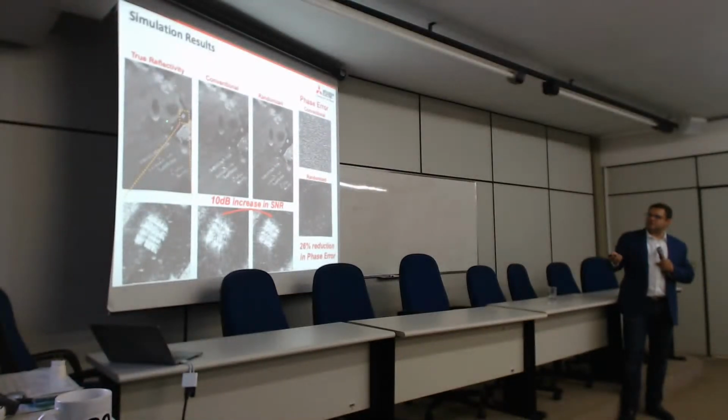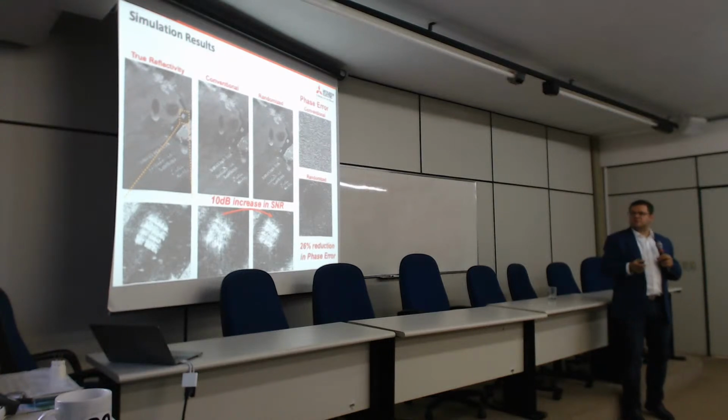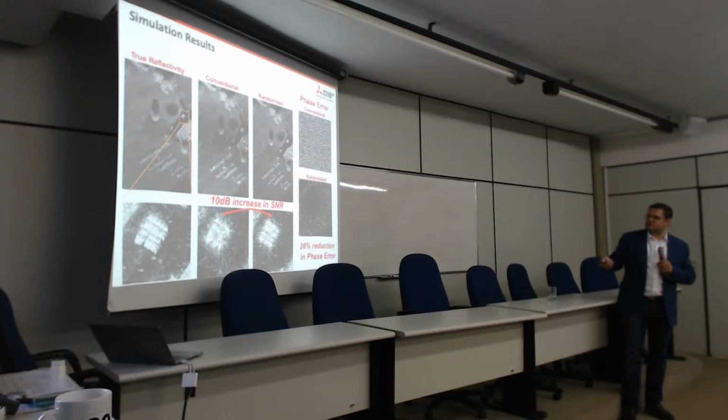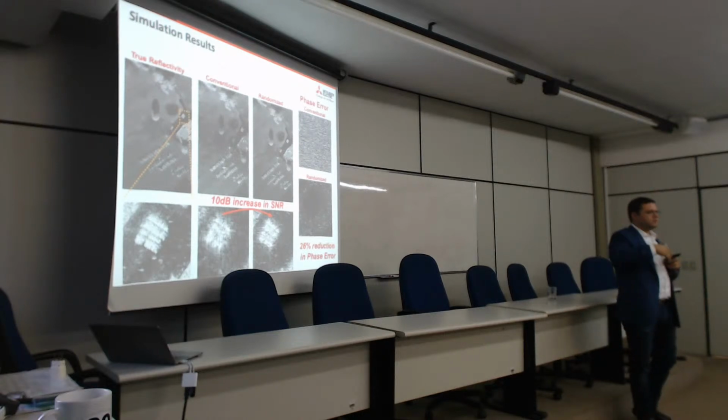And what you see here is, if that's the true reflectivity, this is the conventional method, and this is the randomized. Remember, now we're not increasing the area, now we're just increasing the resolution. So you get a 10 dB increase in the SNR. You also get a 26% reduction in phase error, which is quite important, especially if you're trying to do what's called interferometry, where you try to detect changes such as in a building.